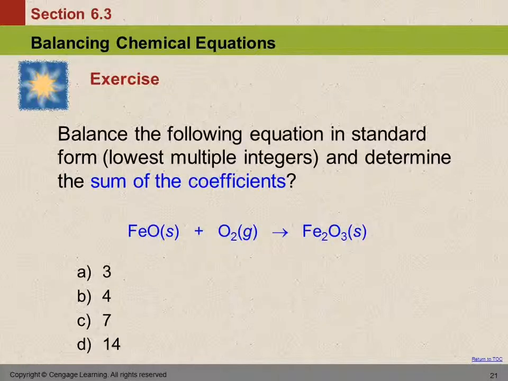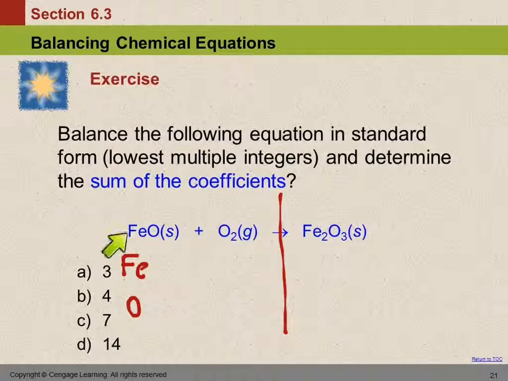So we have to look at it. And it can be helpful to just sort of tally up what's going on here. So I'm just going to draw a line down here to separate the reactants and the products. And then I'm going to make a list over here of the different elements that I have. I've got iron and I've got oxygen.